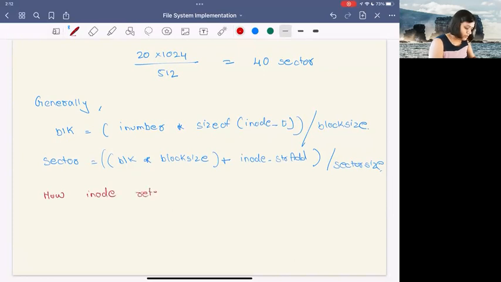How does the inode refer to where the data blocks are? Any thoughts about how we could do this? I would ask you to take a minute and think about this.